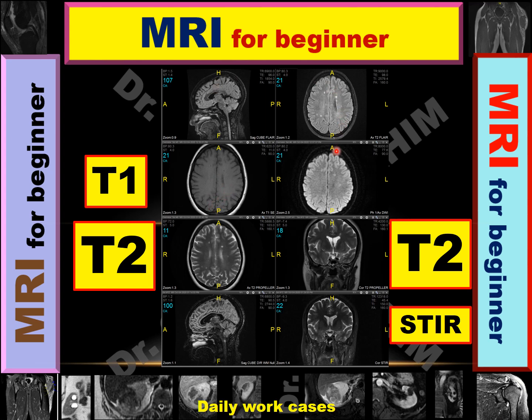The other sequences show the CSF as dark signal, so this is 1 from 3. T1 can be differentiated by the white matter, which is brighter than gray matter, so this is a T1. However, if there is a hazy outline and the white matter is darker than gray matter, so this is the diffusion weighted image sequence.